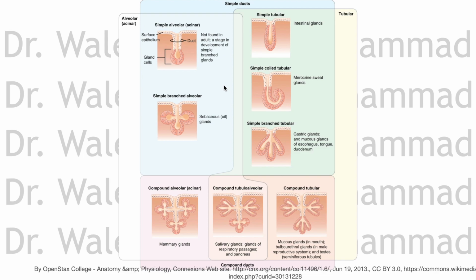You can classify the glands according to their shape into simple alveolar or simple acinar. This is only present during development. Simple tubular, a single tube invaginating from the surface epithelium, present in the intestinal glands. Simple coiled, they are the sweat glands. Simple coiled tubular, and simple branched tubular, that tube that branches off, and this is what you can see in gastric glands. Branched alveolar, branched acini, the example of which is sebaceous glands.